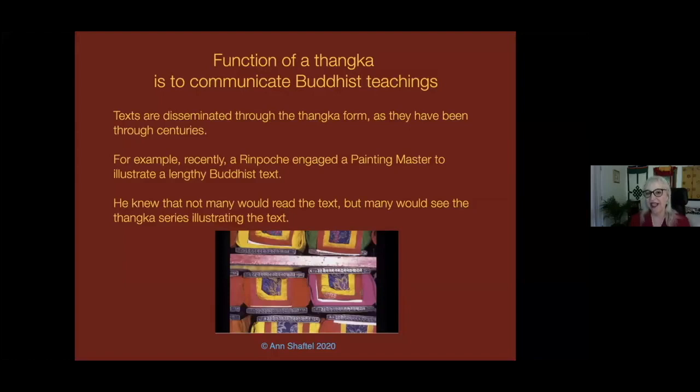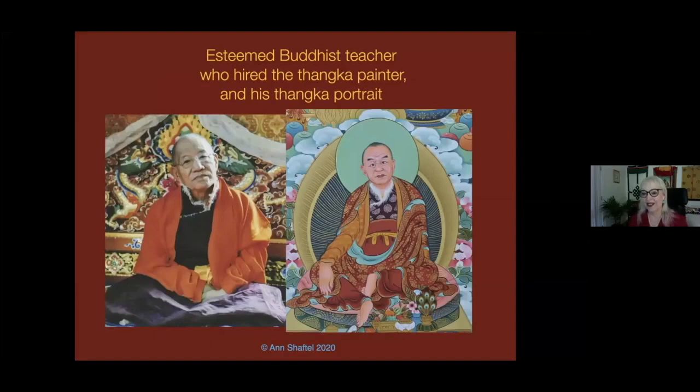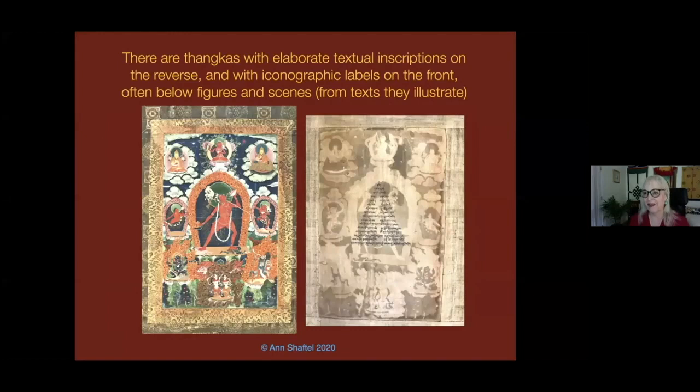This still goes on. For example, Dodrupchen Rinpoche in Sikkim had a text that had never been illustrated, and he realized that more people would be looking at the thangkas, the pictures, than reading this long text. So he hired a contemporary thangka painting master to illustrate it. Here's an example of the teacher himself, Dodrupchen Rinpoche, and his stylized portrait in the thangka series. Thangkas and text have a very direct relationship. For example, a lot of blessings and texts are found actually on the thangkas. Here on the back is a whole lot of information in text form about this deity.